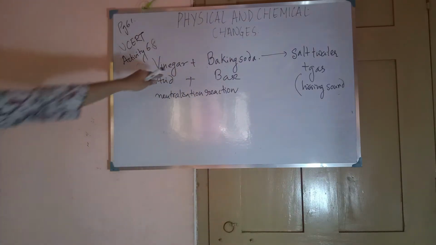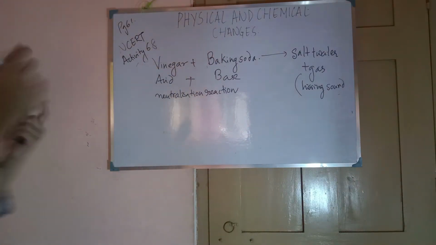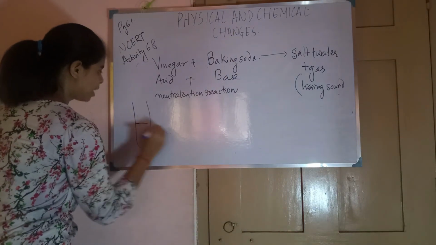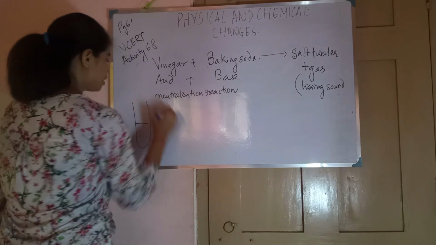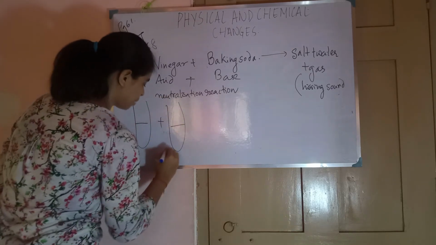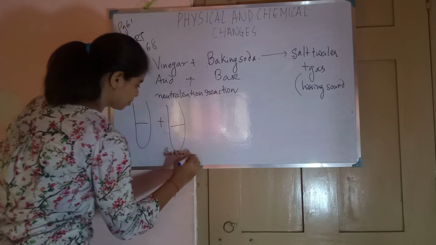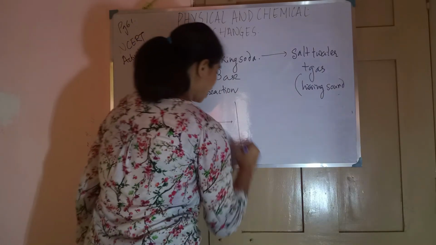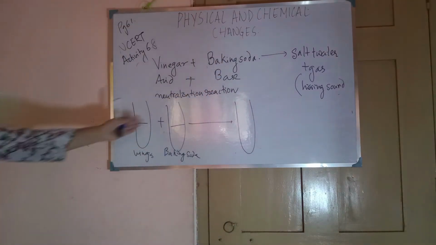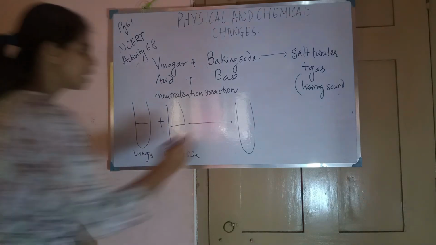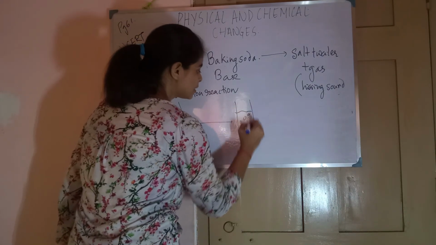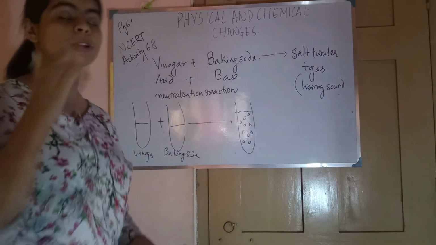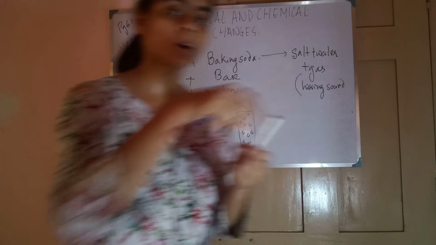When you react this vinegar with baking soda, you will hear a hissing sound. Suppose this is vinegar and this is a baking soda solution. When you mix the vinegar with baking soda, you will see a bubble forming. The bubble is evolving, like the bubbles you have seen while opening cold drinks.